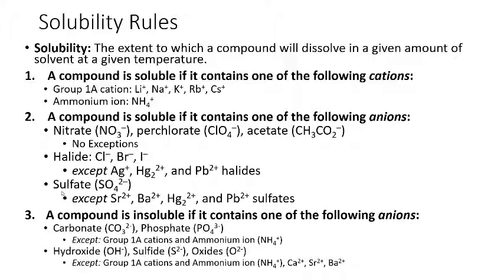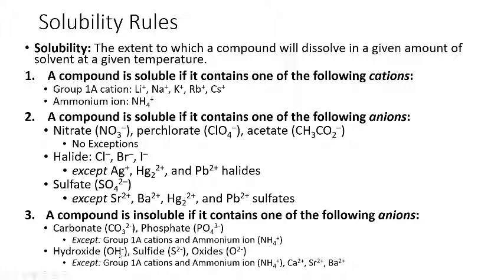Rule 3, a compound is insoluble if it contains one of the following anions. All right, so this is insoluble, meaning that it will form a solid. So if you have a carbonate or a phosphate, it will always be insoluble, except obviously if you're mixing with our alkali metals, our group 1A, and our ammonium ions, which we previously stated are always soluble with no exceptions.